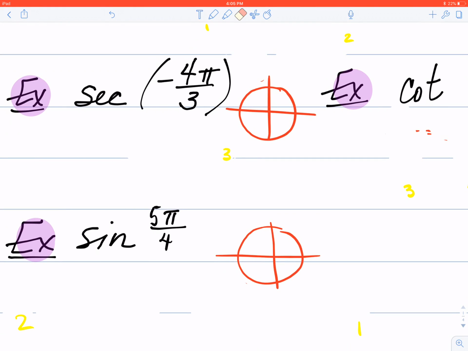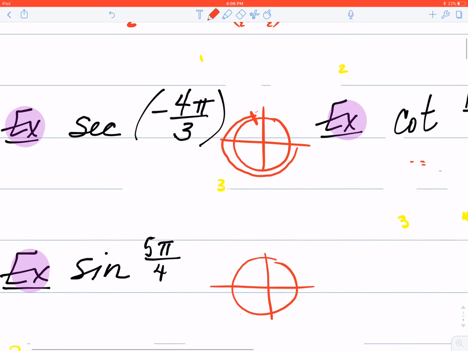Negative 4 pi over 3. Well, I know that a positive 4 pi over 3 goes all the way around the circle and stops at the last spoke in quadrant 3. So I need to go the exact same distance, just in the negative direction. So I'm going to go all the way around the circle and the last spoke then in that 3rd quadrant. So this is coterminal to 2 pi over 3.